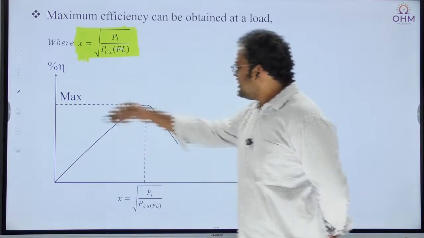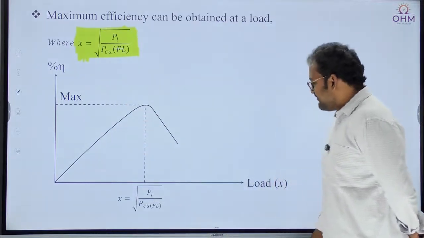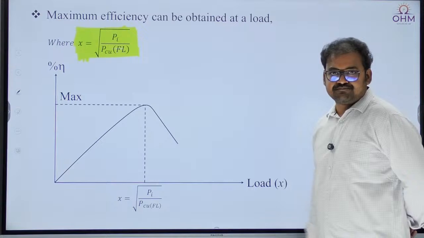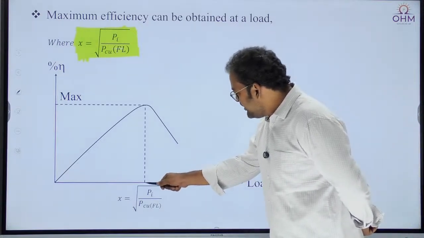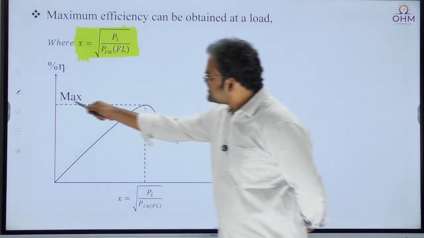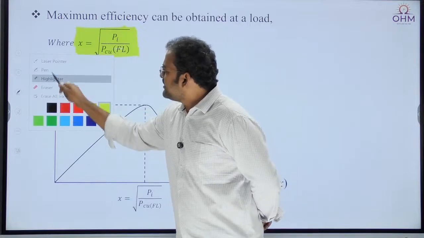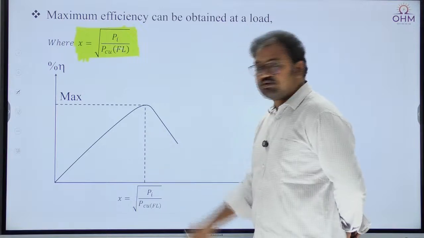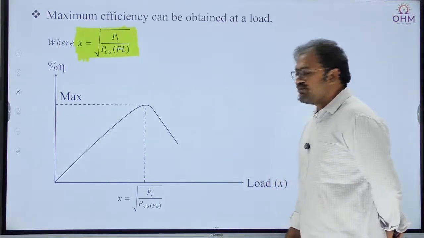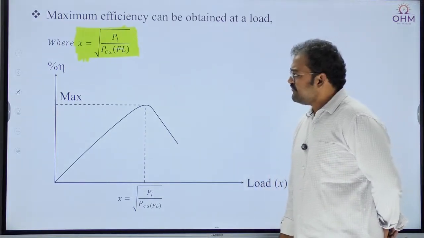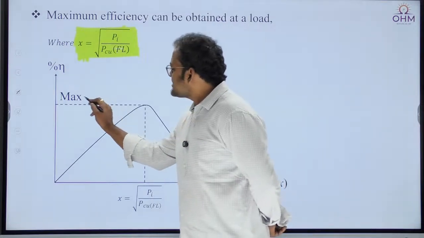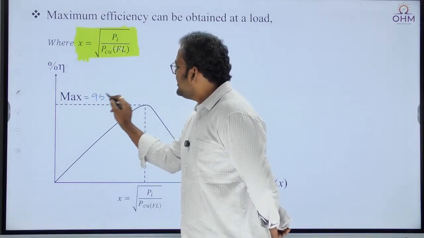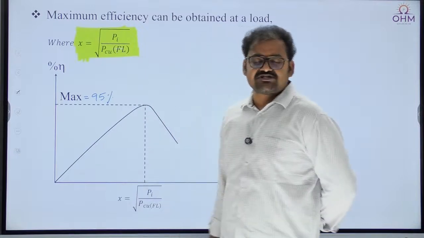Okay, and you can see what is the performance of efficiency with respect to load. You can see here, this is the point where maximum efficiency can be obtained. That is the point where copper losses are equal to iron losses. X equal to square root of iron loss by full load copper loss. Let us say maximum efficiency is 95% for a given transformer, just a random value.